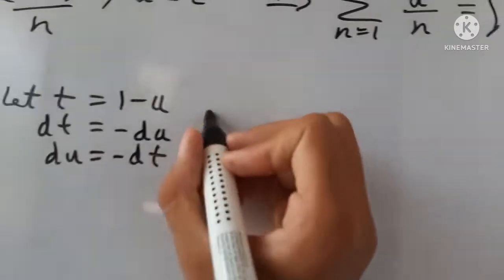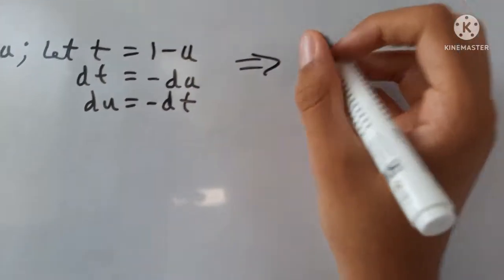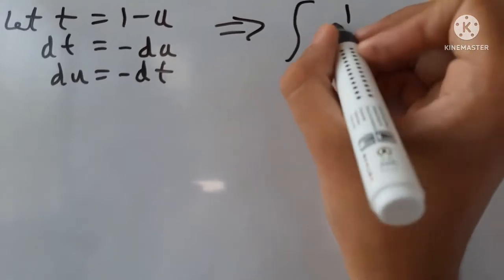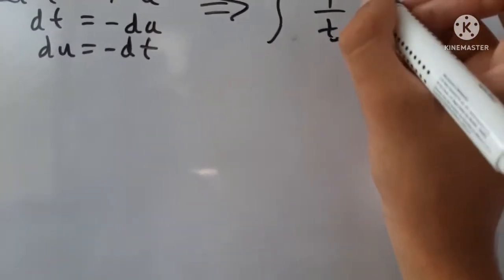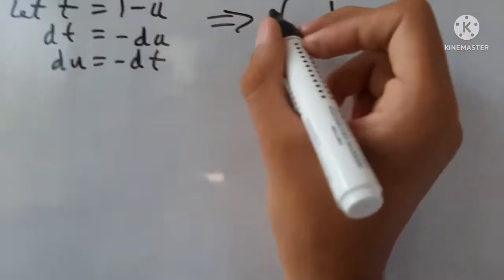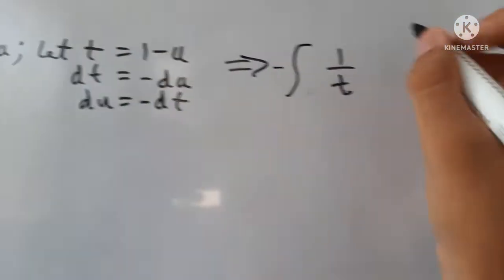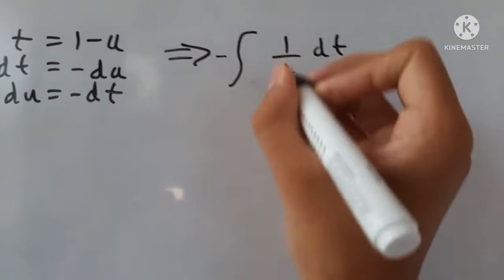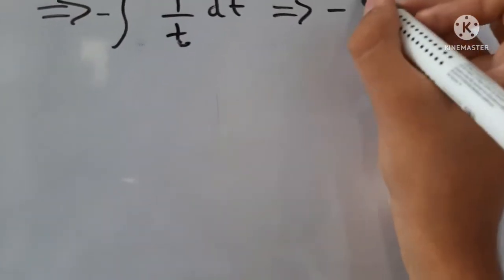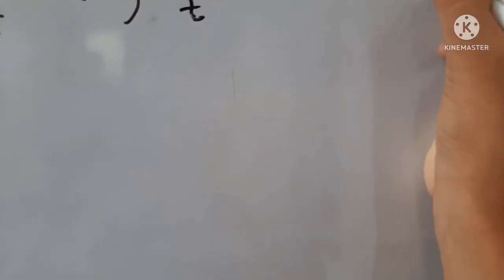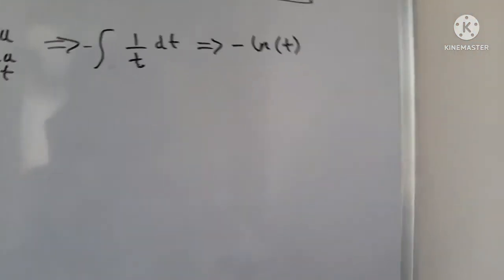So from this substitution we get the integral of 1 upon t, and of course a negative sign in front, because negative dt. That's easy enough. It's minus ln of t. We are going to take the plus c because I'm lazy.